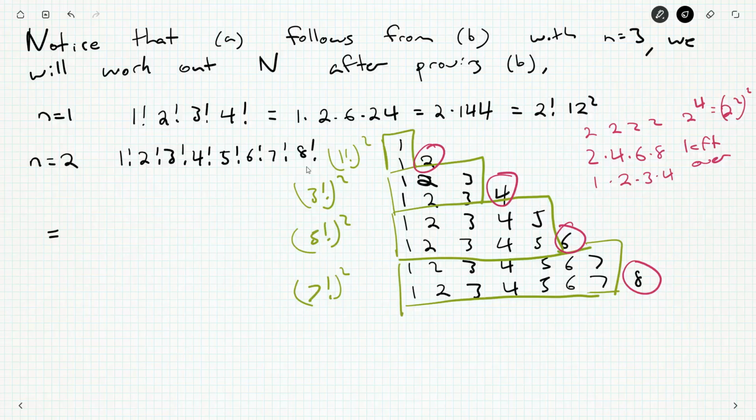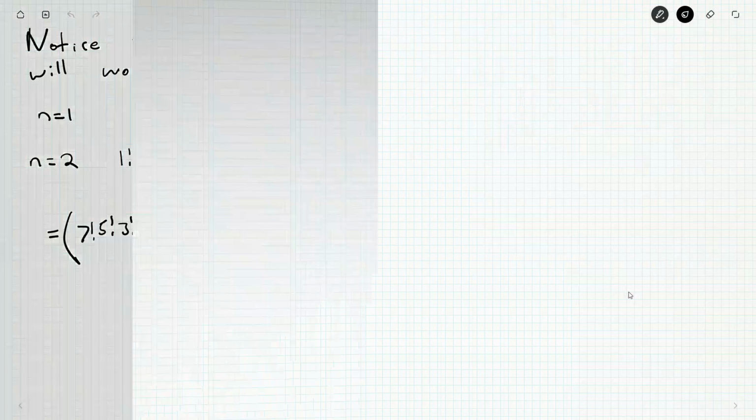So this is 7 factorial times 5 factorial times 3 factorial times 1 factorial times 2 to the 2, which is n, squared, times 2n factorial, right? 4 factorial. So I think this pattern will generalize. Let's try n equals 3, which will actually be the A case. So we'll have solved the A case as is.